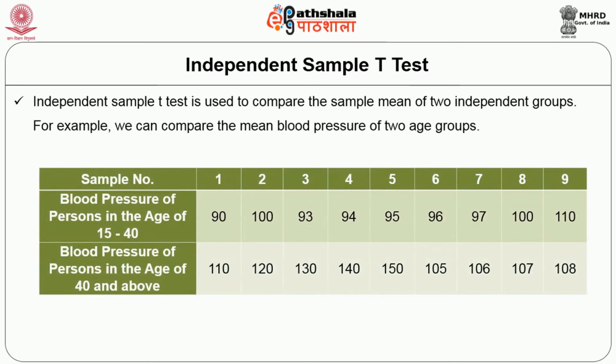Independent sample t-test is used to compare the sample mean of two independent groups. For example, we can compare the mean blood pressure of two age groups. Calculate independent sample t-test for the following data on blood pressure of two age groups.